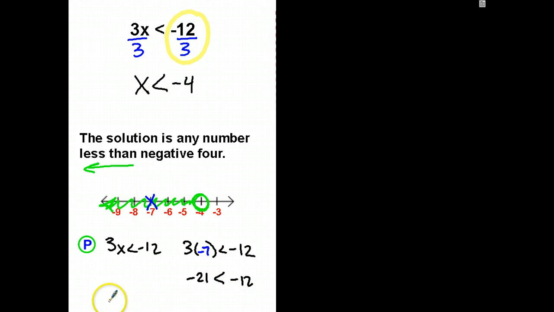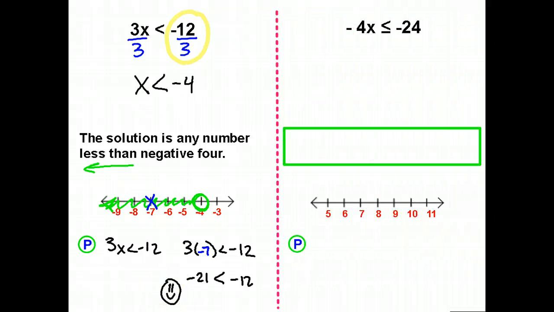And then remember, ask myself the question, is this true? Negative 21 is less than negative 12. And we say, sure is. So then we go on to our next problem. And we look, all right, so now I have a negative coefficient. So I'm going to start out by dividing by negative 4 on both sides.